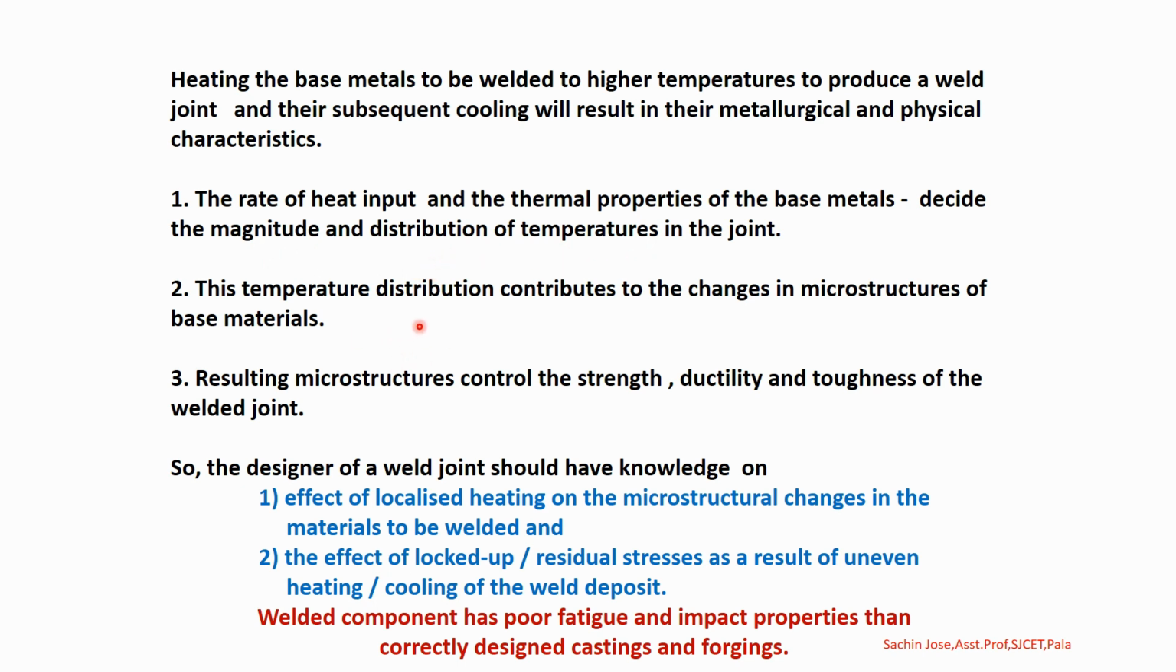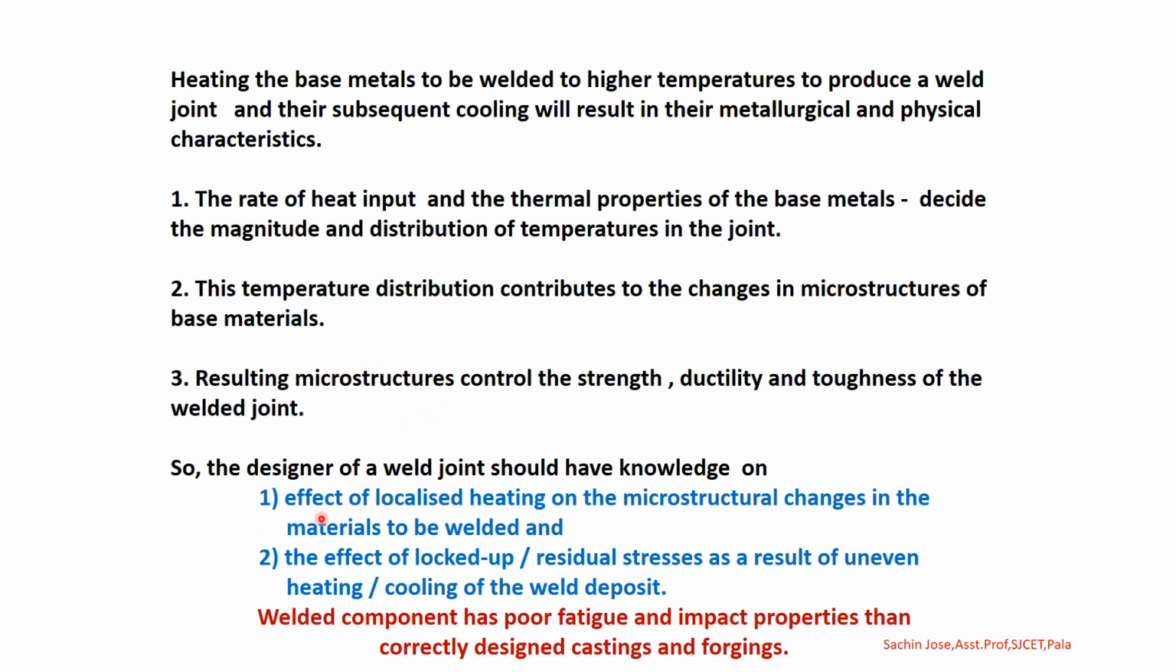This temperature distribution affects the microstructure of the base material. As I said in the last slide again, it affects the microstructure of the base materials. And these resulting microstructures control the strength, ductility and toughness of the welded joint. It can affect more parameters of the welded joint, but generally speaking, it affects the strength, ductility and toughness of the welded joint. Because why? The microstructure has changed.